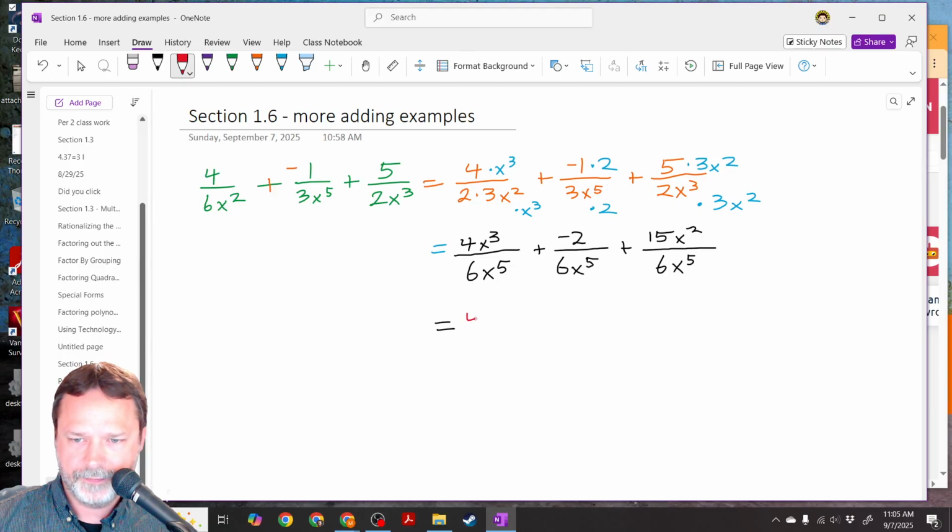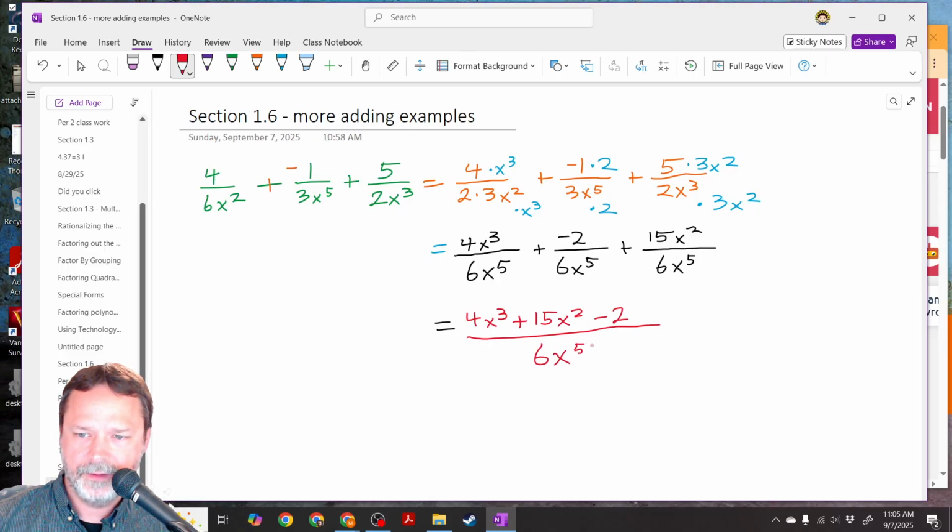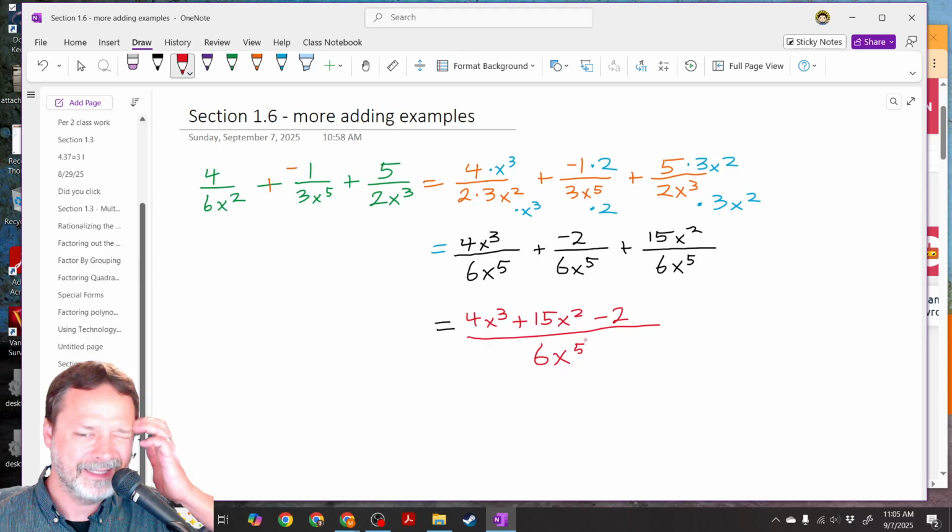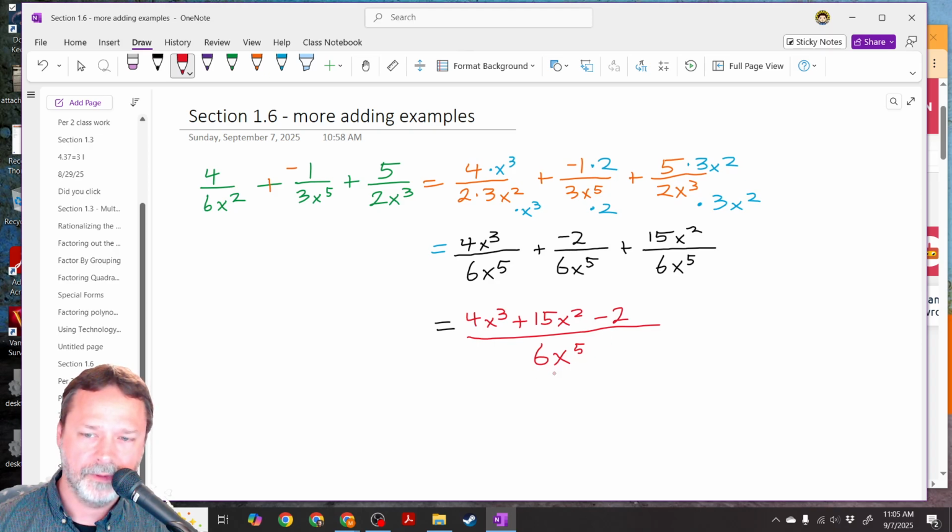So x cubed first, 4x cubed plus 15x squared minus 2 all over 6x to the 5th. And this numerator doesn't look like anything I could factor, and even if I could, who cares? I'd need a common factor because I'd want to factor something. I would want to cancel something with my denominator.